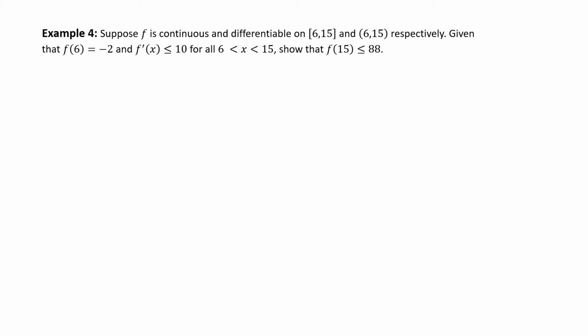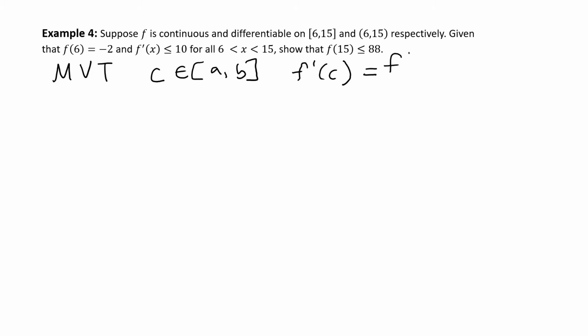We're going to use the mean value theorem to show what is requested. Remember that the mean value theorem says that there has to exist a c in a given interval so that the derivative, the instantaneous rate of change evaluated at that c, equals the average rate of change given by f of b minus f of a divided by b minus a. So let's put in our values.